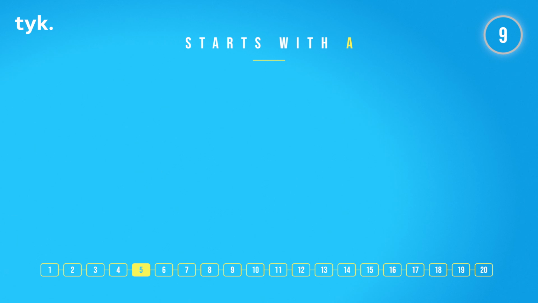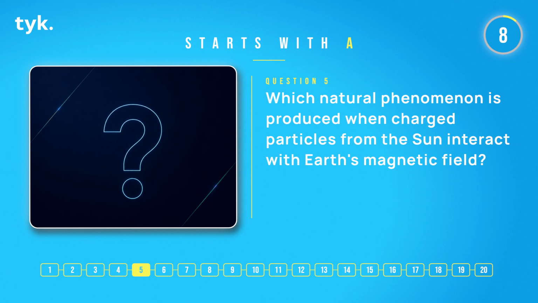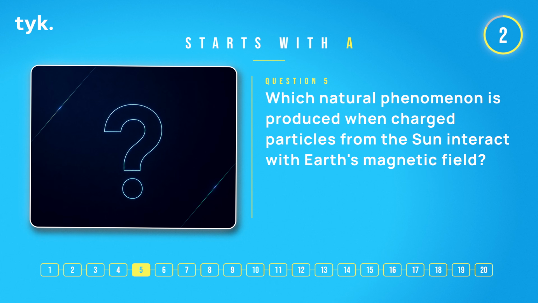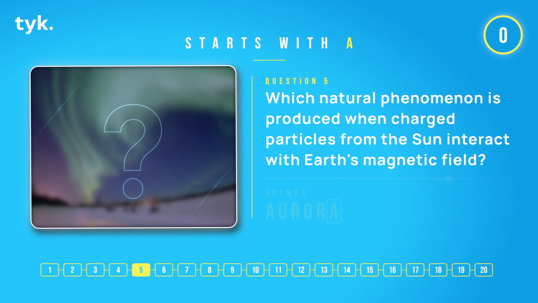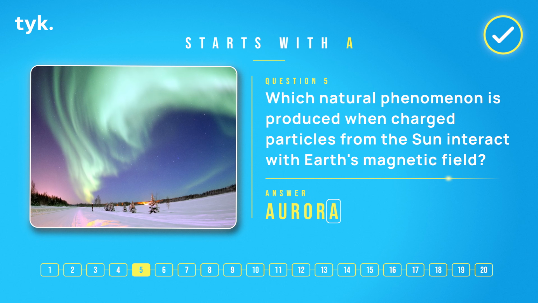This one starts with A. Which natural phenomenon is produced when charged particles from the sun interact with Earth's magnetic field? The answer is aurora. Auroras usually occur around the poles, but powerful enough solar storms can make them visible from thousands of kilometers farther than usual.